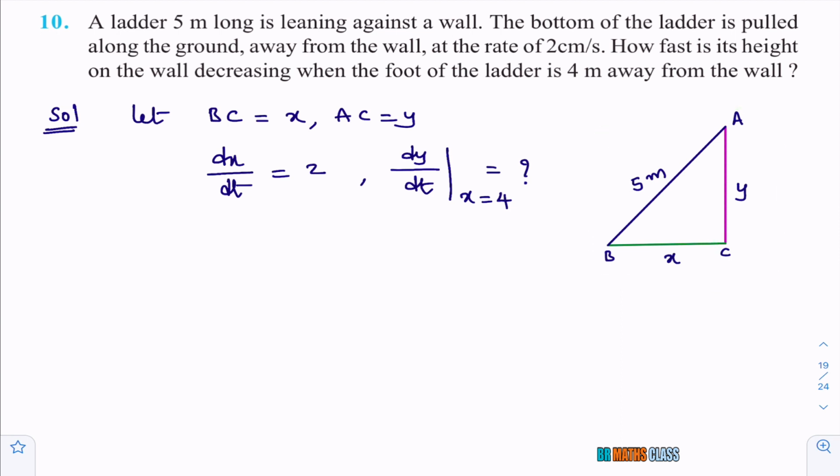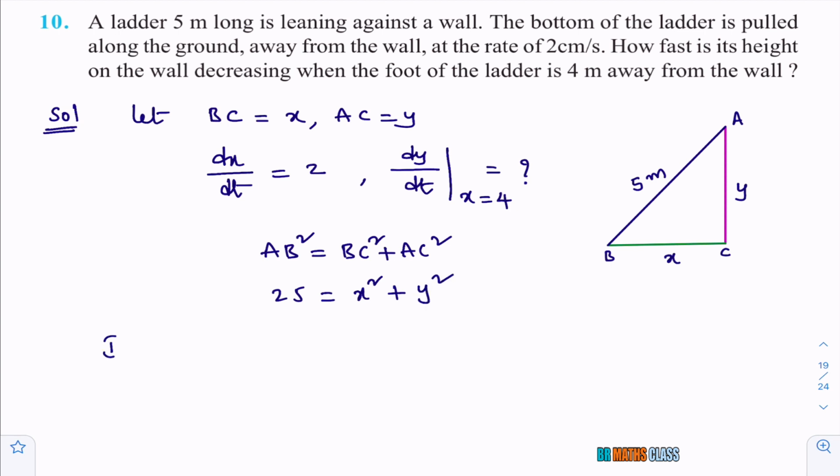So we know Pythagoras theorem. What is Pythagoras theorem? Hypotenuse square equal to sum of squares of other two sides. Here hypotenuse is AB. AB square equal to BC square plus AC square. What is AB square? AB square is 25. What is BC square? BC square is X square. What is AC square? AC square is Y square.